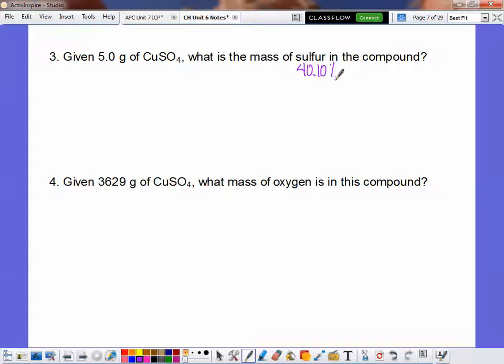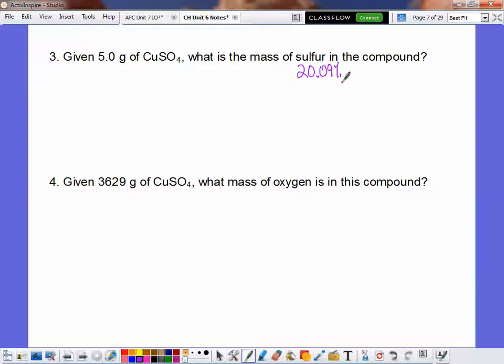Yeah, we just found that in the whole compound, 40.10% is sulfur. Oh, Brendan, you told me wrong. It was 20.09% that is sulfur. 40.10 was oxygen. All right, so 20.09% of this whole compound was sulfur.